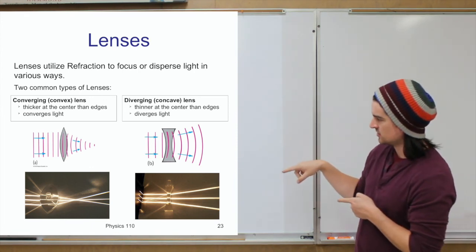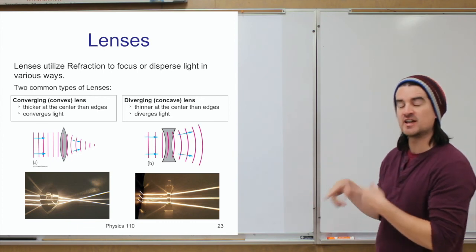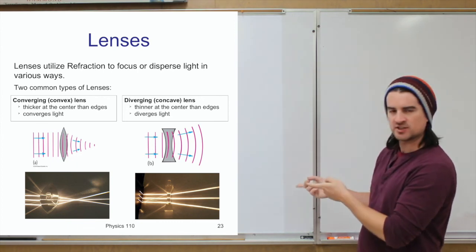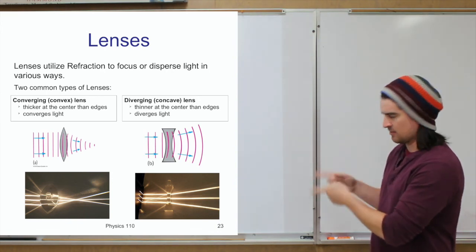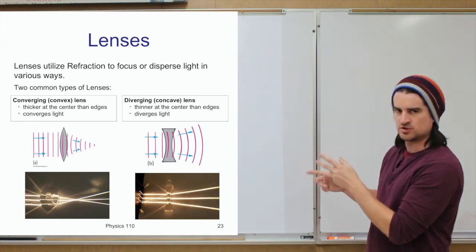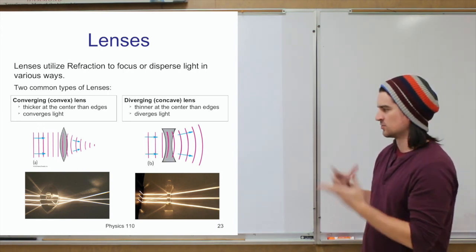Something else you might notice in these pictures is that it's not just refraction happening. You can actually see reflections happening and refractions happening. So the lighter light beams that you see are mostly due to reflections that are happening as well as this refraction.